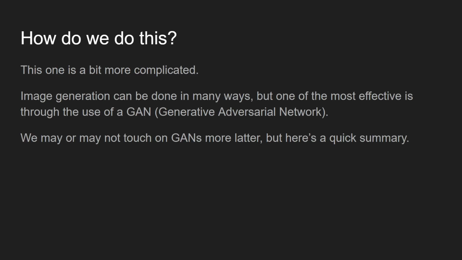So how do we actually make images like that? That seems really difficult, and it kind of is. One of the most effective ways right now is using something called a GAN. This was made in 2014, is when that algorithm came out. And that is a generative adversarial network.